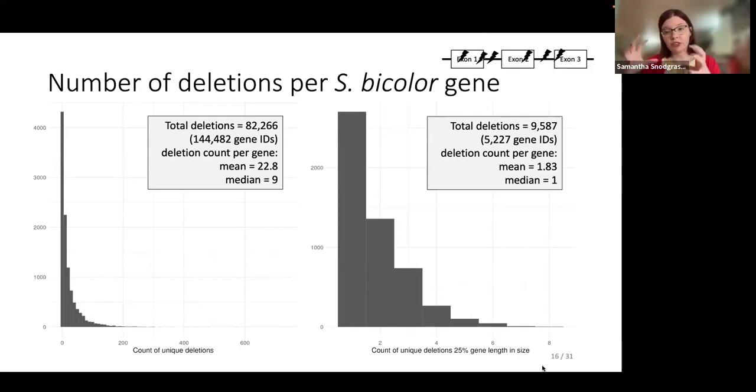So this filters those down to only about 9,500 deletions that we're looking at, across about 5,000 gene IDs, again likely inflated due to isoforms. So we get a median of 1 deletion and a mean of 1.8 deletions per gene ID with that filter. And that's the filter I'm going to be using throughout, to make sure that we're only looking at these larger deletions instead of the smaller ones.